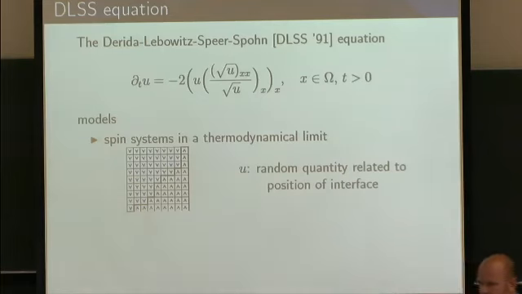In my talk, I will concentrate on a particular equation. It's the fourth-order Derrida-Lebowitz-Speer-Spohn equation. It's a parabolic equation for the unknown function u. You have here these four derivatives.